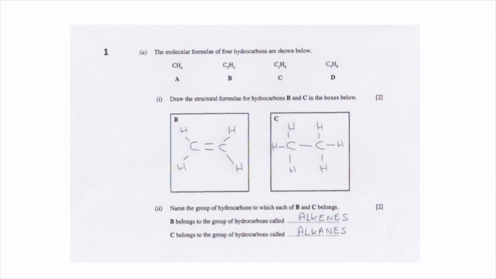And then C is C2H6, so that's an alkane. And you draw all single bonds joining the carbons and hydrogens together. And then for the second part, it's asking you to name the family that they're from. So B is an alkene and C is an alkane.